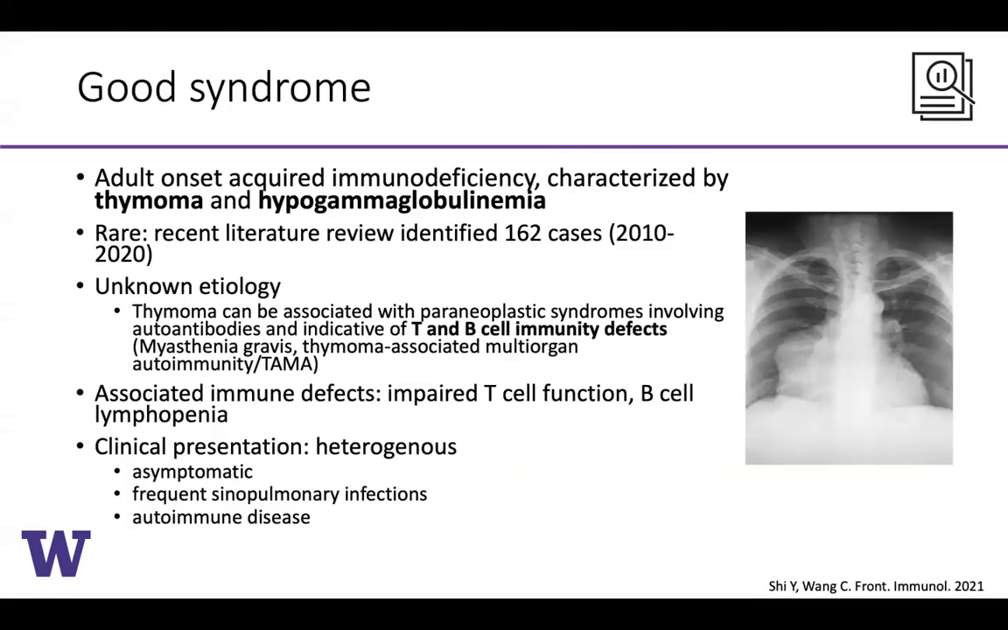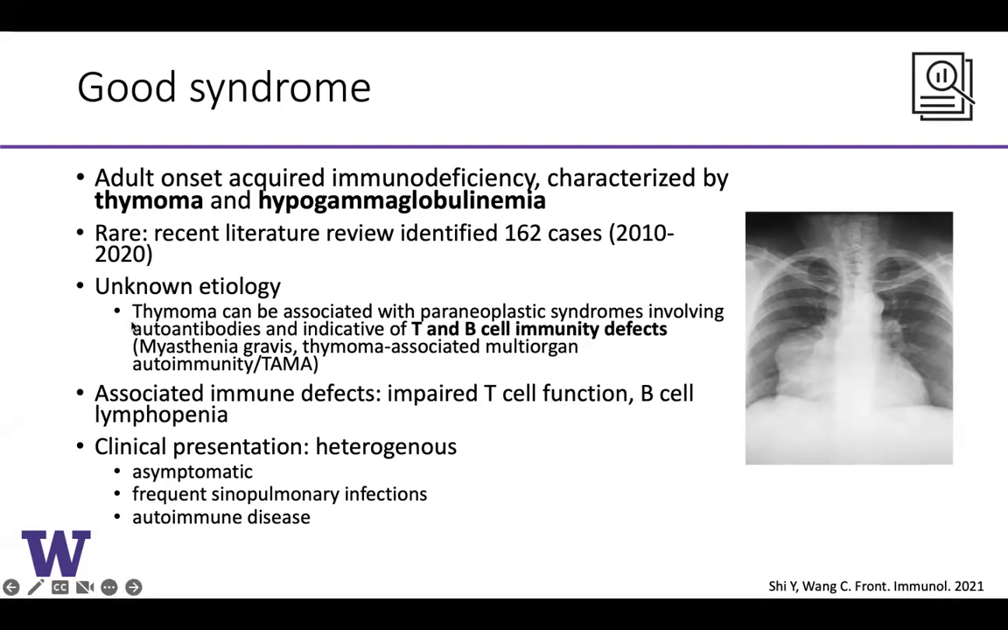And to review, the last condition I want to mention in this category is Good syndrome. It's an adult onset acquired immunodeficiency characterized by thymoma and hypogammaglobulinemia. It is very rare. Certainly not all cases have been reported, but the most recent literature review identified 162 cases. And it's one of those secondary immunodeficiencies where, again, it has many different immune defects associated with it.